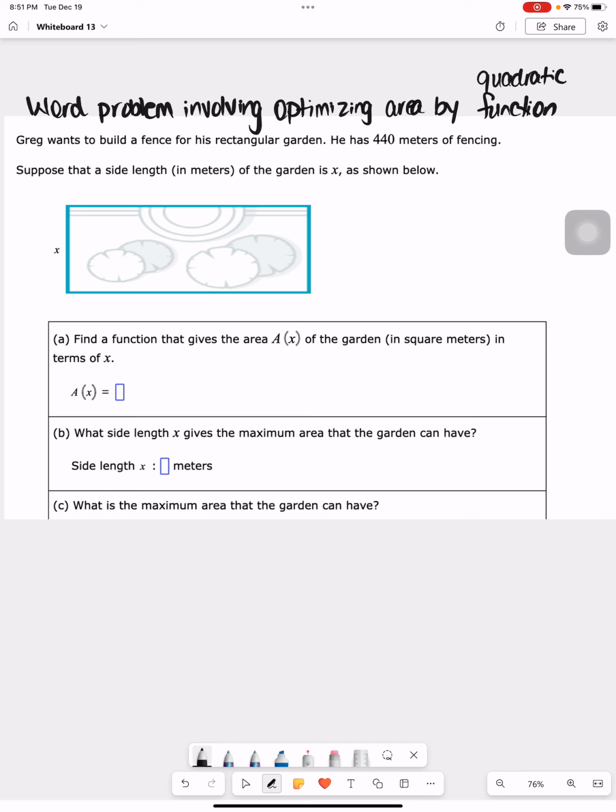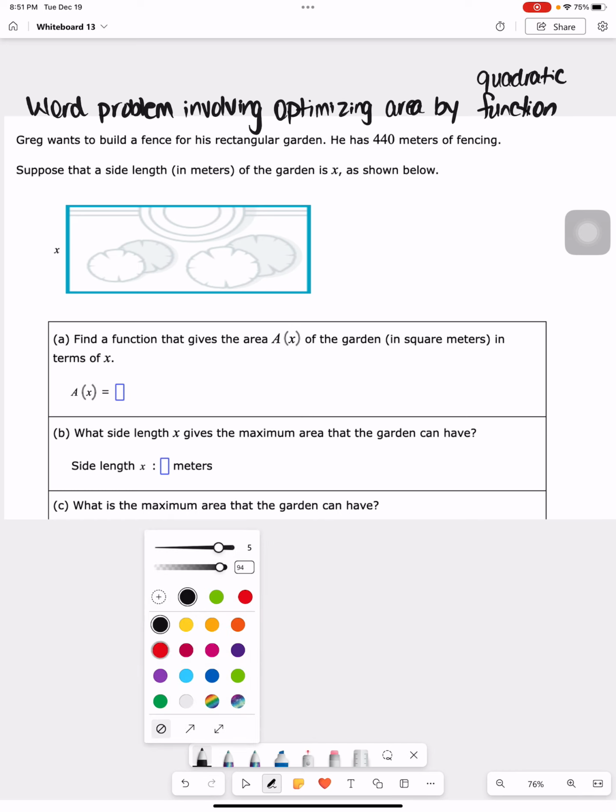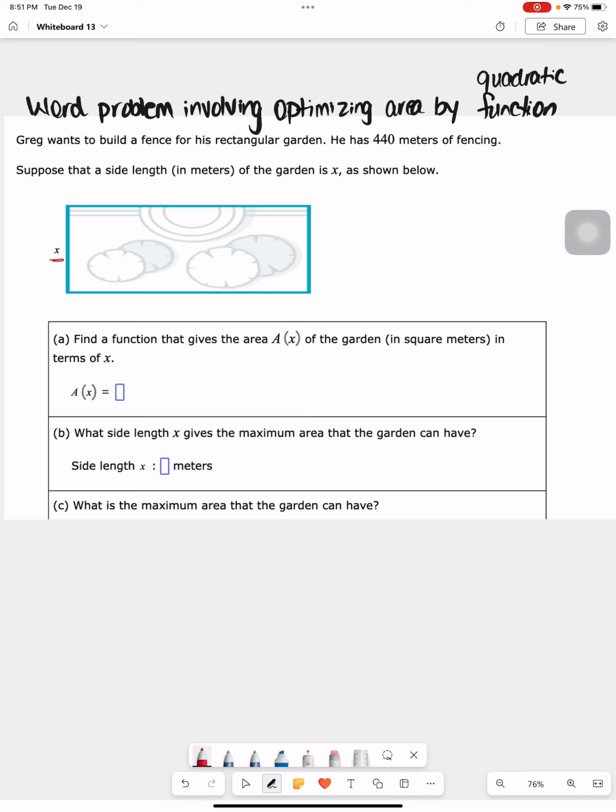Let me change my color if I can do that. They have X right here. That's one side as shown. So part A is asking us to find a function that gives the area A of X of the garden in square meters in terms of X.